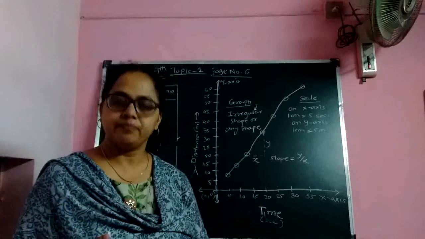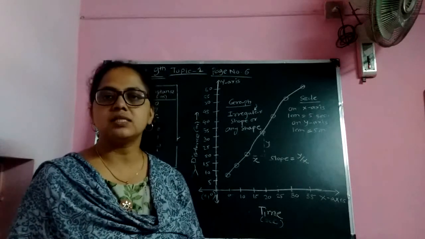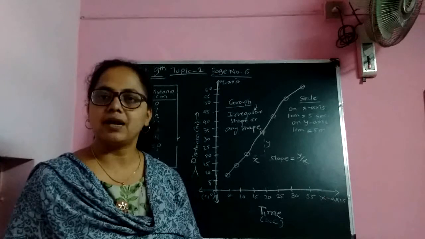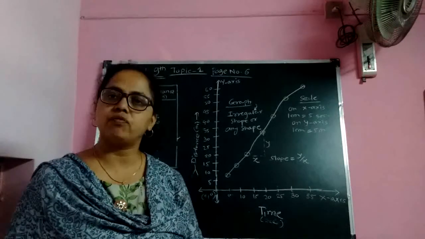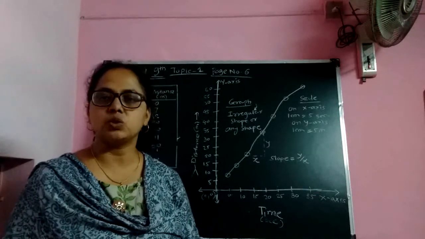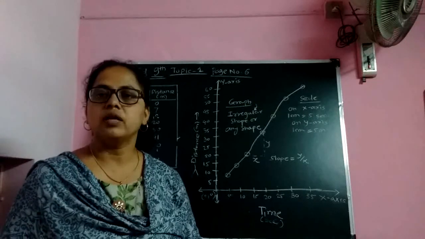You can see that in uniform motion, the distance time graph is a straight line, but in case of non-uniform motion, the distance time graph is of irregular shape or any shape.